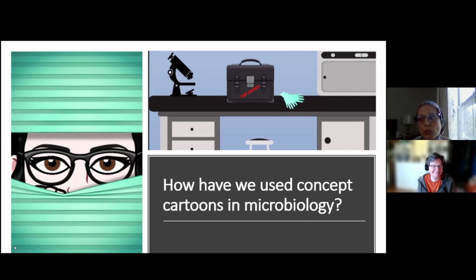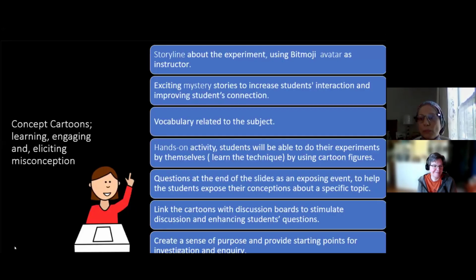Monitoring student consumption is hard to do in remote environments. So we made concept cartoon slides for each biochemical test, explaining the experiments. In these slides, the student will read the experiment as a story or a mission, with a Bitmoji avatar guiding them to their task as an instructor. The stories we use are exciting mystery stories to increase student interaction. In addition, micro concept cartoons include hands-on activities, which allow students to do experiments by themselves, learning the technique by using cartoon figures.